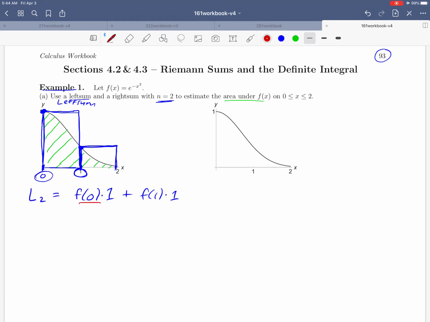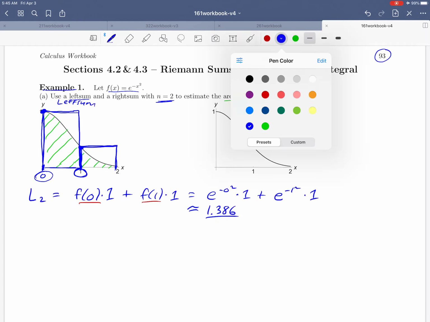And how do we get a number for f of 0? Well, we have a formula for f up here, so we just need to substitute 0 into it. Okay, and the same is true for f of 1. We're going to take 1 and substitute it into our formula. We need to calculate e to the negative 0 squared times 1 plus e to the negative 1 squared times 1. Okay, and if you do that, this is a job for your calculator. You're going to get about 1.386.